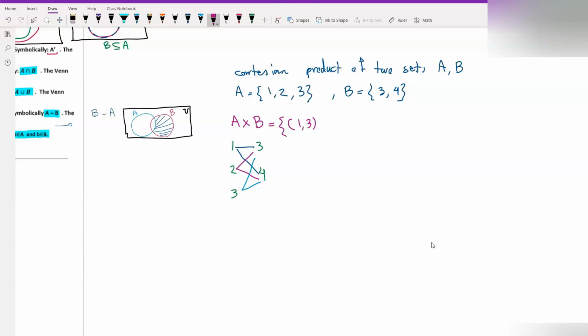Since we have ordered pairs, that means order matters. So I cannot write 3, 1. I have to write 1, 3 because we have A multiplied by B. So we have to start with the element that is from A first. So that is first. Then what I have for B is 3. So we have 3. Next one is 1, 4.